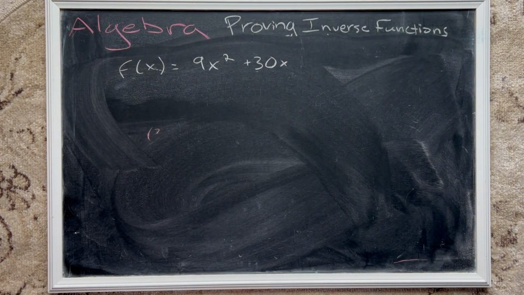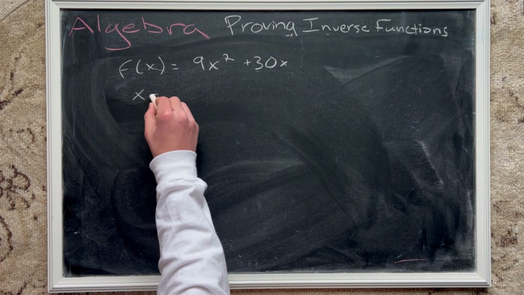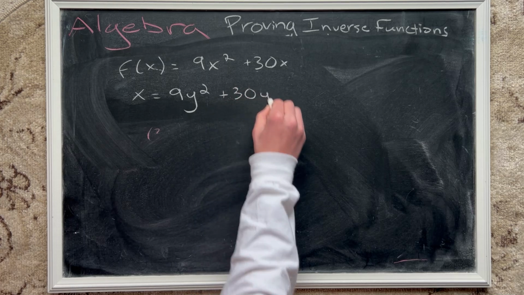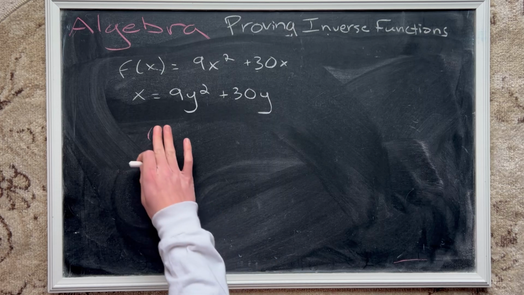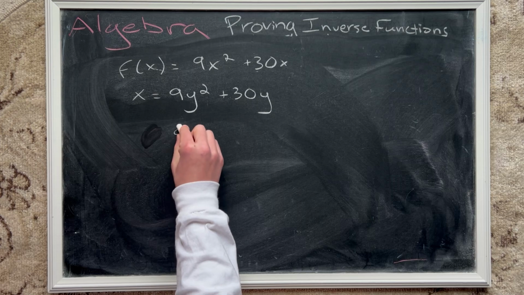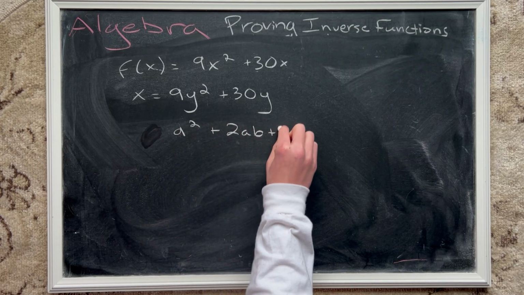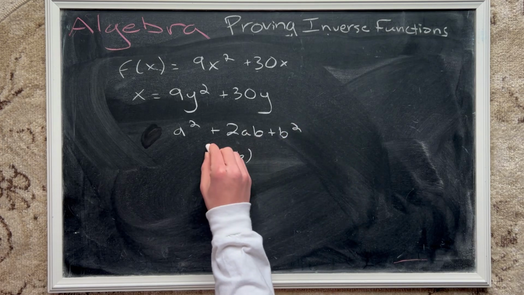All right, our next problem is going to be f of x equals 9x squared plus 30x. So we're going to start by finding the inverse, again, switching x and y. So x is equal to 9y squared plus 30y. And then here we can see what looks like the beginning of a perfect square trinomial. And if we look at our perfect square trinomial formula, it's a squared plus 2ab plus b squared, and that is equal to a plus b squared.